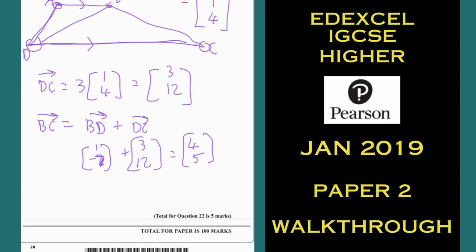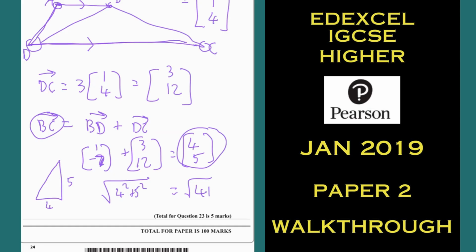So that word magnitude, how do you find the magnitude of a vector? Well, the idea is that B to C is 4 right and 5 up. Magnitude means direct size. Yes, folks, you have to finish off with a bit of Pythagoras. It doesn't specify how the answer should be written. I left it as root 41. You could do 6 point whatever, I don't care, because that was a doozy of a paper.